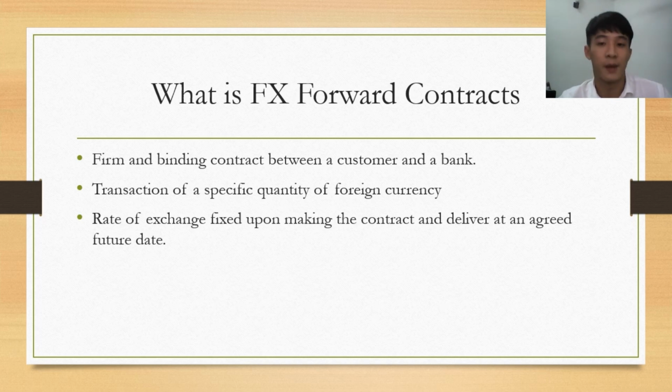It is a firm and binding contract between a customer and a bank for the purchase or sale of a specific quantity of a stated foreign currency at a rate of exchange fixed at the time of making the contract, and for performance by delivery and payment at the future time agreed upon when making the contract.